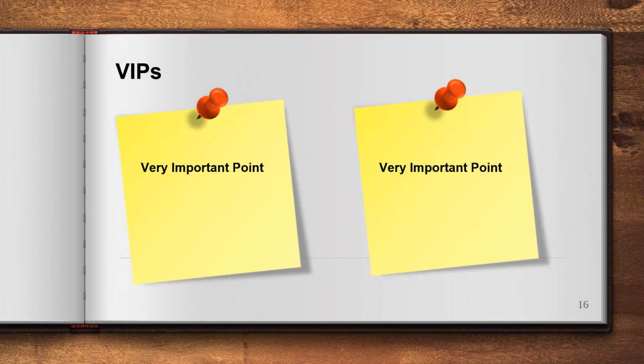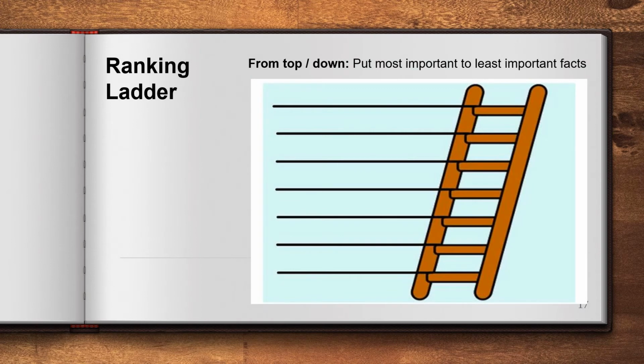So VIPs are a great way of capturing main ideas when you're reading. You can use sticky notes, and you can make a note for yourself as to what the main ideas are. Ranking ladder is also a really fun way of trying to capture what you think the main ideas are, and you put them in order so that the most important main idea is up the top of the ladder, and down the bottom of the ladder is an idea that you don't think is quite as important.